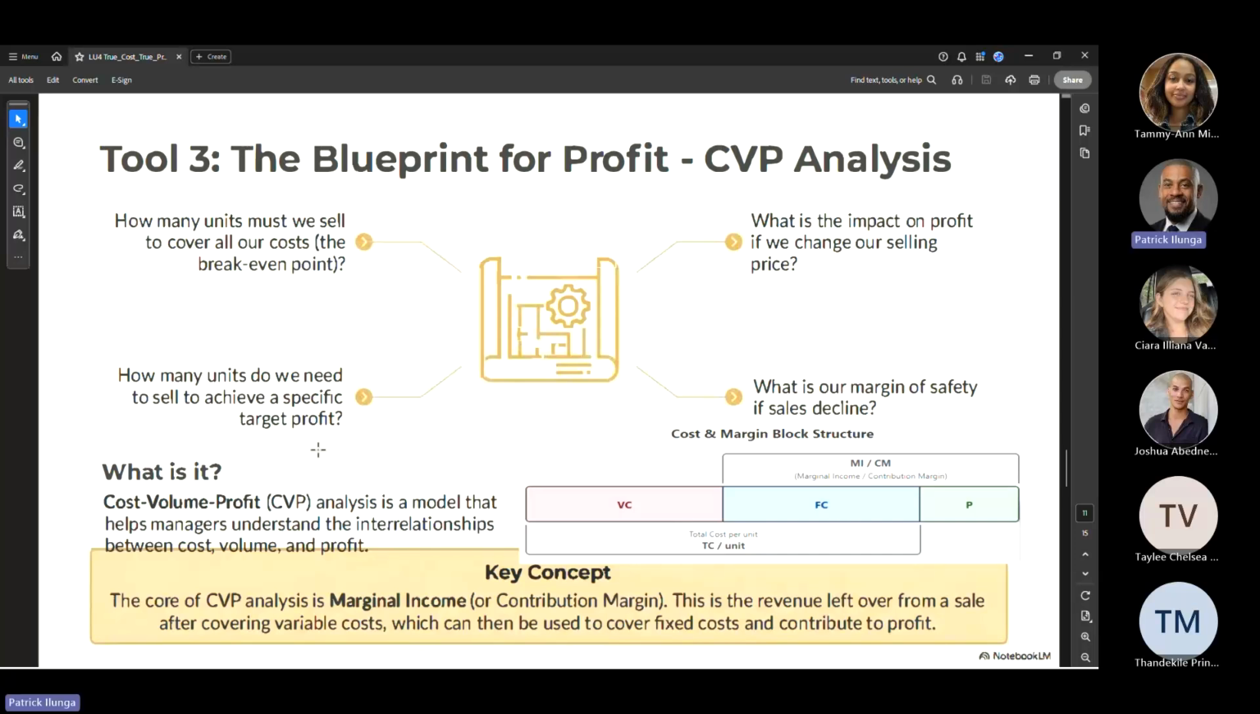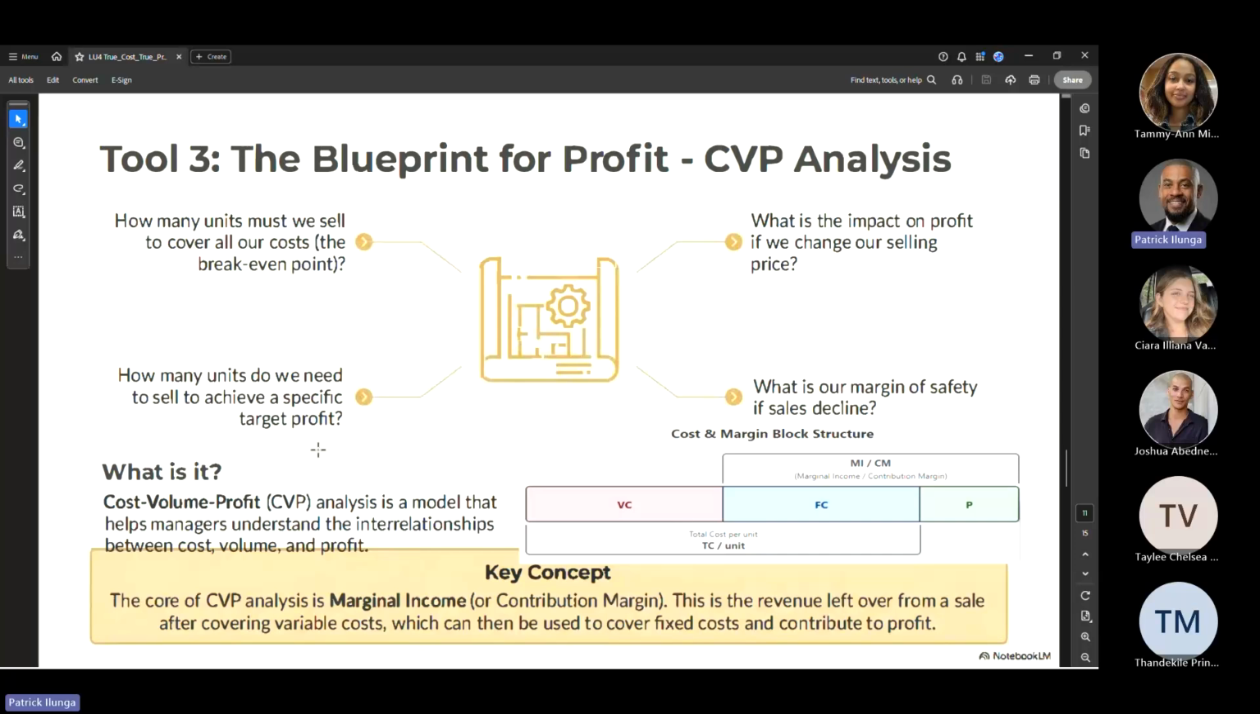It is a model that helps managers understand the relationship between what? Between cost, volume, and profit. Never scratch your head when you have these questions. It's finance. The answer is in the name, CVP: cost, volume, profit. So what is it? It's just the analysis to help the manager understand the interrelationship between cost, volume, and profit. That's all. Simple.